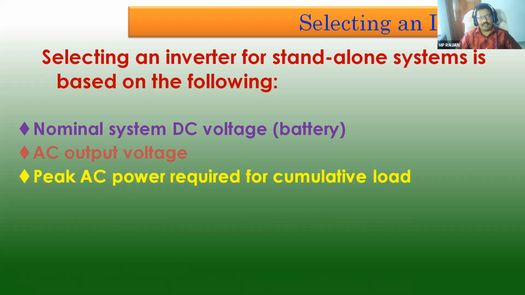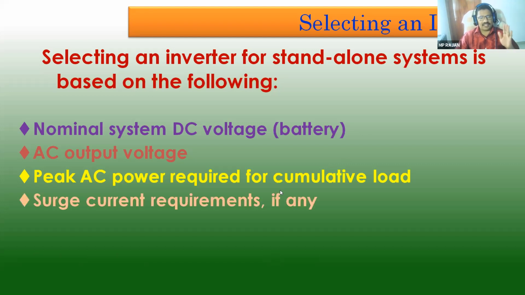Then peak AC power, as I said, all the loads may not be used at the same time. You cannot use all the loads at the same time. But in case you put on all the loads, what will be the maximum load power wattage? Accordingly, you have to select. So your inverter should be capable of supplying that peak load. Then surge current requirement.